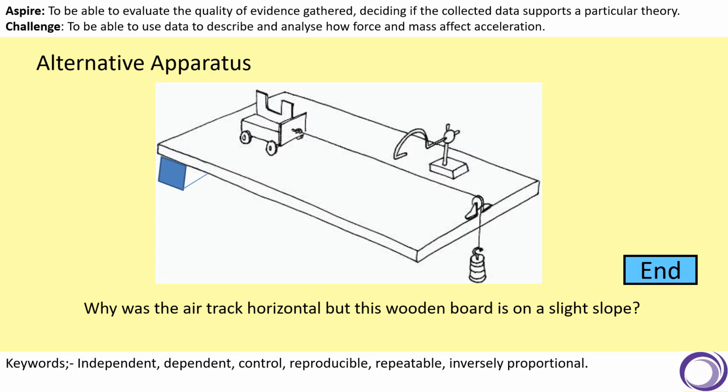So the air track's horizontal because it's using a cushion of air to get rid of friction. Here we need a slight slope to provide some part of gravity to cancel out the friction in the wheels.